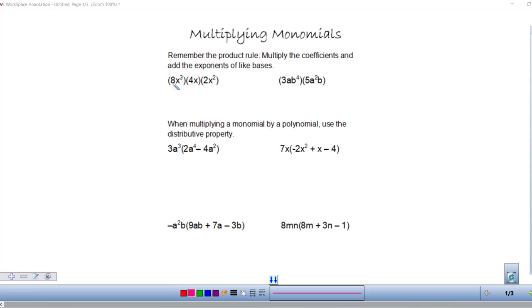So, for example, we have coefficients of 8, 4, and 2. So we multiply those. 8 times 4 is 32, times 2 is 64. And with the exponents, we add, their like base would be x. 3 plus 1 plus 2 would be 6. So 64x to the 6th.